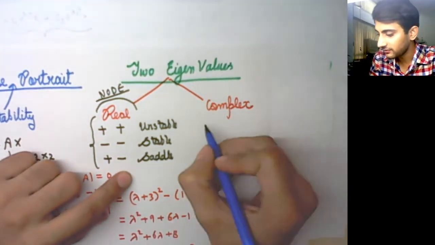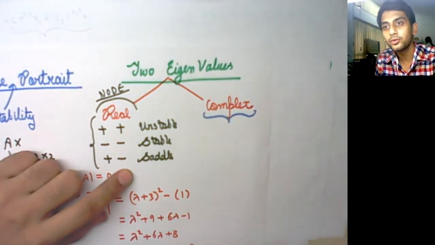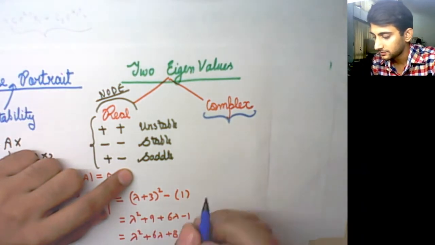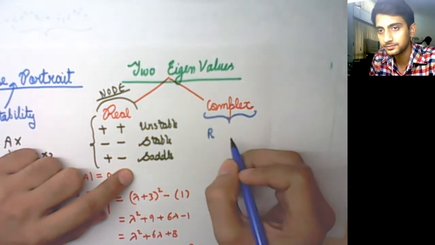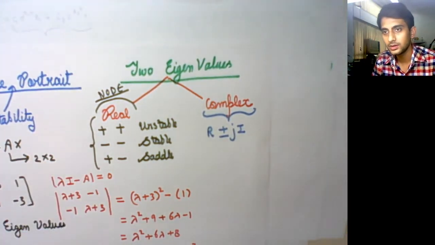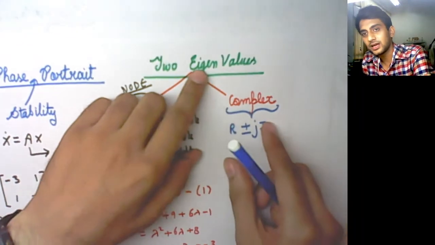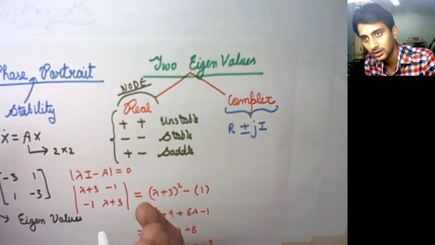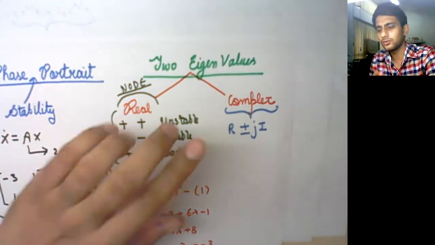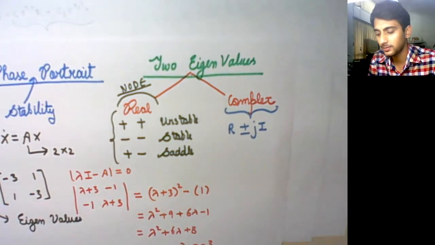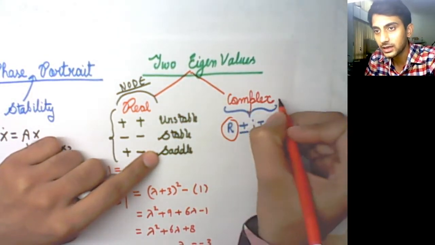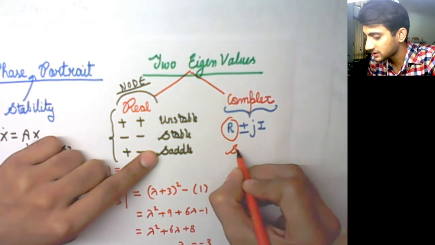You know that when we have complex roots, there are two possibilities: you will have a real part plus minus the imaginary part. Whenever you have two eigenvalues, definitely the imaginary part will be present in the conjugates. You don't have to look at the imaginary part, you only have to look at the real part. So when the eigenvalues come in complex, the system is called a spiral.